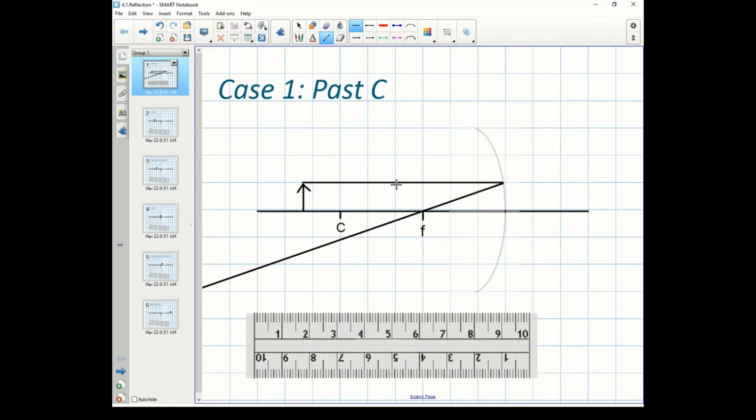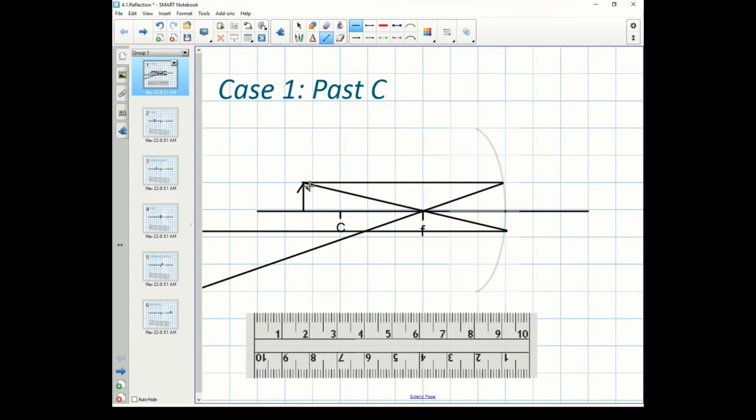Okay. The second line of the ray diagram does the same thing but opposite. So we're going to go through the focal point like this until we hit our mirror, and then we're going to go parallel to our principal axis, and this is our principal axis, so we do a parallel line.